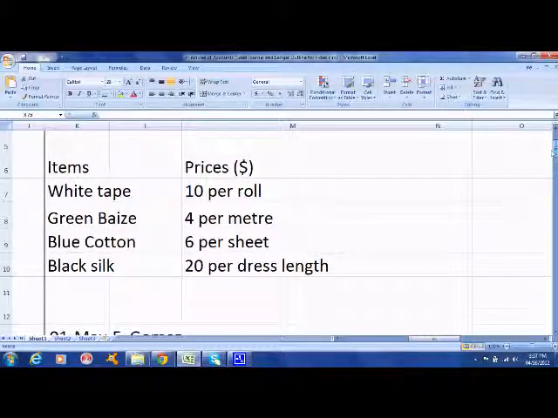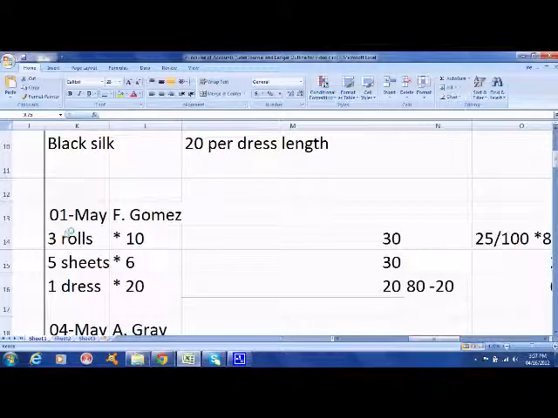We will follow them step by step. So remember now that white tape is $10 per roll, green bias is $4 per meter, blue cotton $6 per sheet, and black silk $20 per dress length. Alright, May 1, F Gomez, 3 times 10, which gives you 30. Then you have 5 times 6 is 30 as well, and 1 times 20 is 20. Add up that, I get how much? 30 and 30 is 60 and 20, 80.